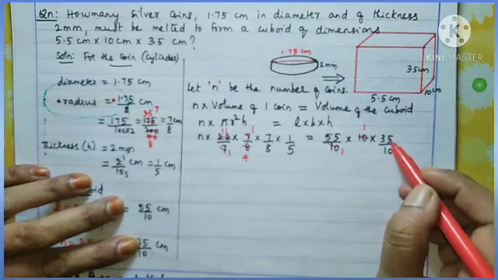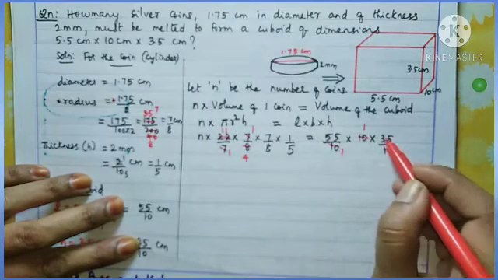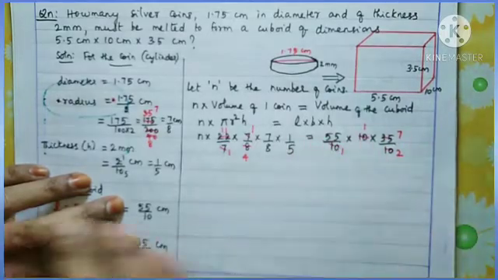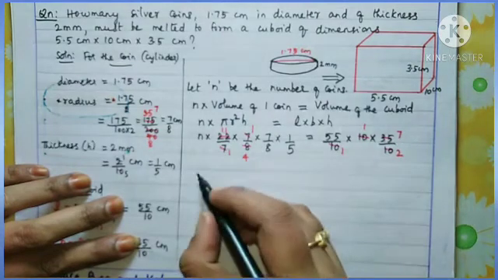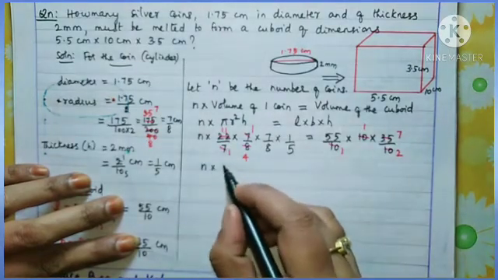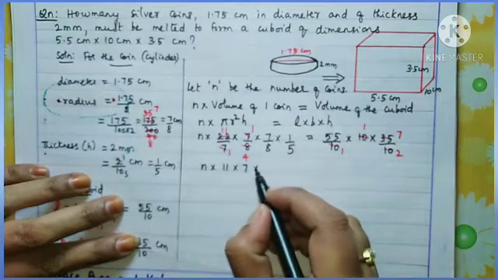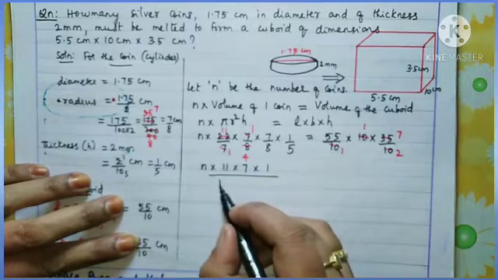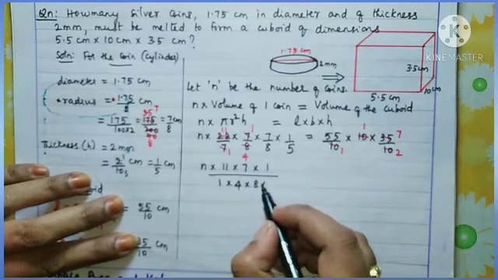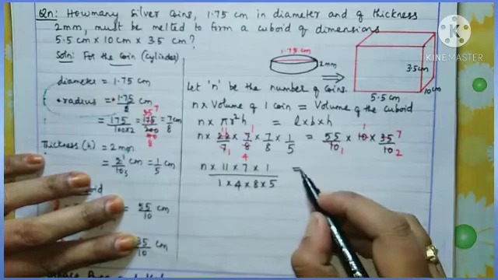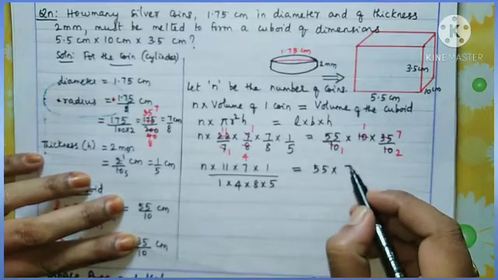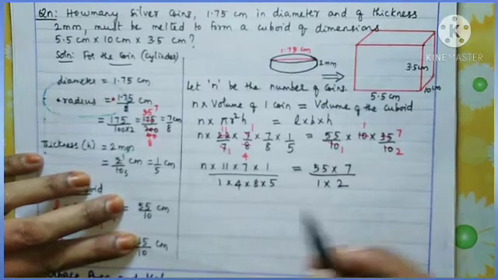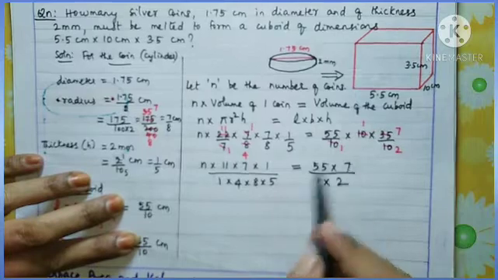And 35 and 10 can be cancelled by 5 table. 2 5s are 10, 7 5s are 35. Okay, nothing else. Then the remaining terms I am writing: n into 11 into 7 into 1 by 1, 4, 8 and 5 equal to 55 into 7 by 1 into 2. Okay children, now here we cannot reduce further.